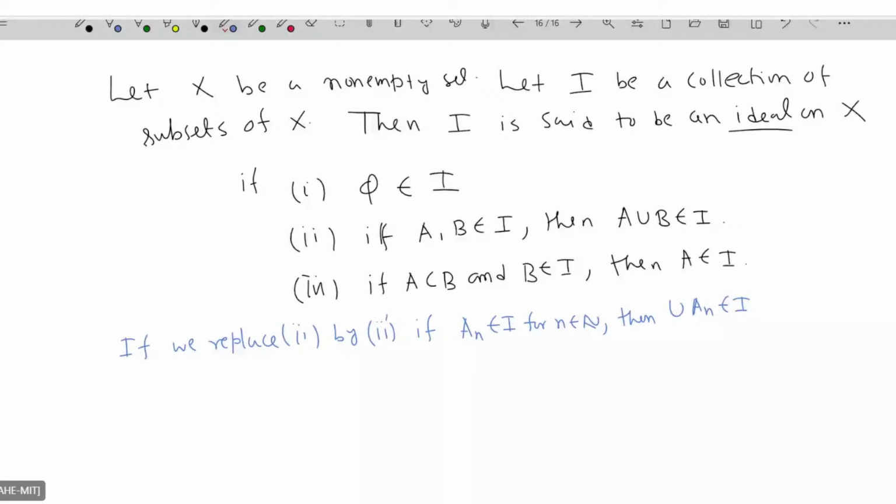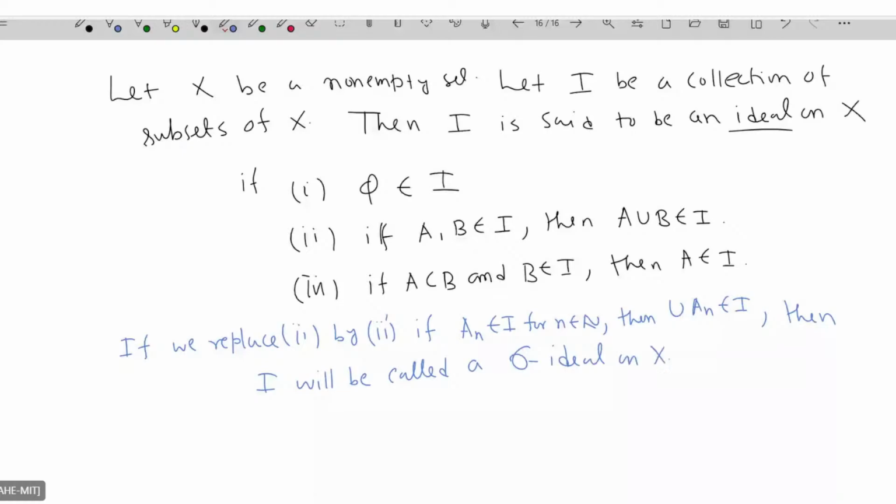Then I will be called a sigma ideal on X. So I will be called a sigma ideal. It will replace finite union by countable union.